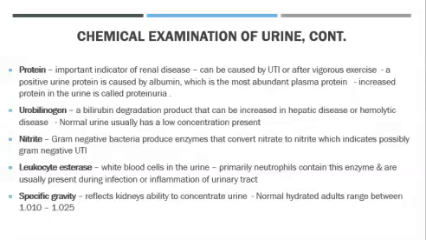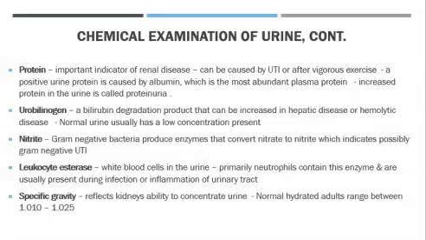It can be caused by a UTI, or urinary tract infection, or after something like vigorous exercise. A positive urine protein is caused by albumin. Albumin is the protein that the test indicator strip is actually testing for. And albumin is the most abundant plasma protein that's found in the body. Increased protein in the urine is called proteinuria.